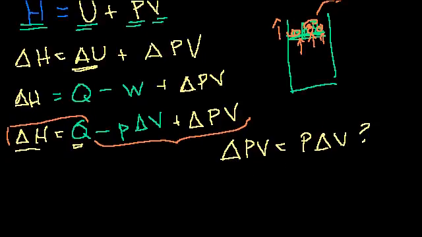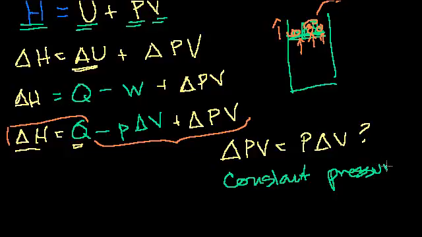Well, the only way I can make this statement is if pressure is constant. Constant pressure. Now, why is that? Let's just think about it mathematically. If this is a constant, then 5 times the change in something is the same thing as a change in 5 times that thing. So it just mathematically works out.